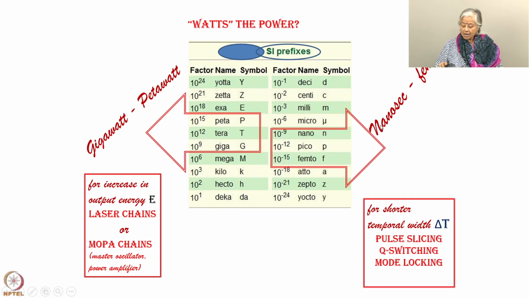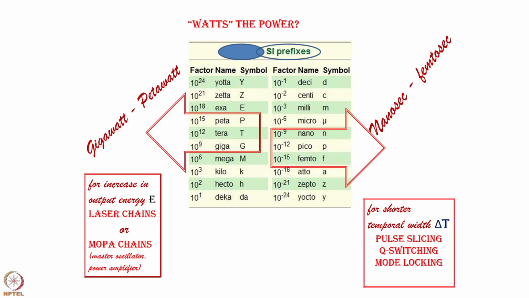Now, in order to increase the output energy E, you have laser chains. Till now I have described just one laser, a laser oscillator. A laser chain is something where you have an oscillator, and after that you have a whole set of amplifiers which forms the laser chain. They are often called MOPA chains, master oscillator power amplifiers.